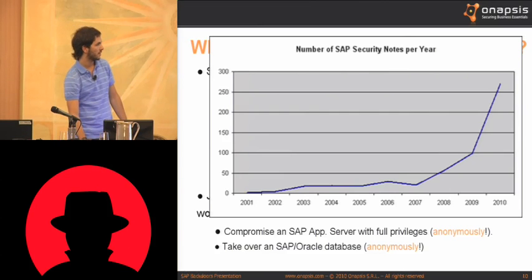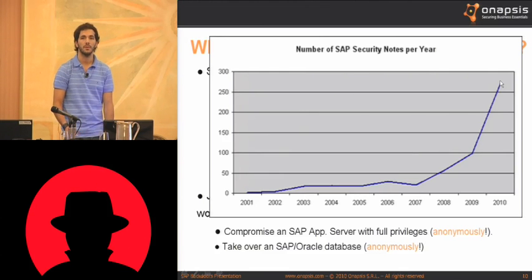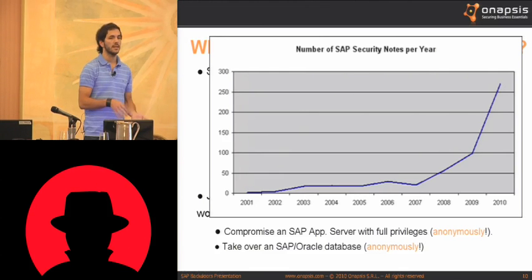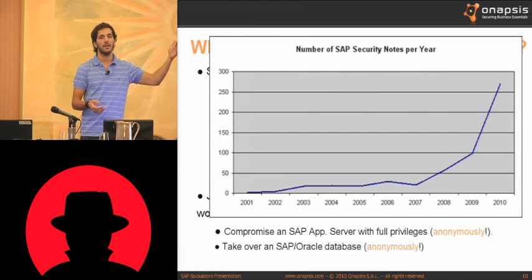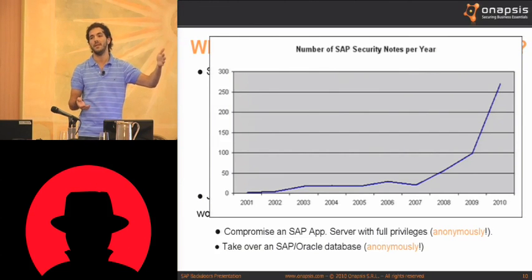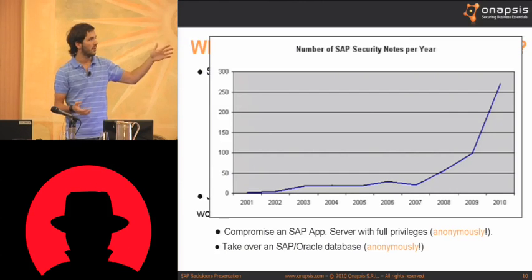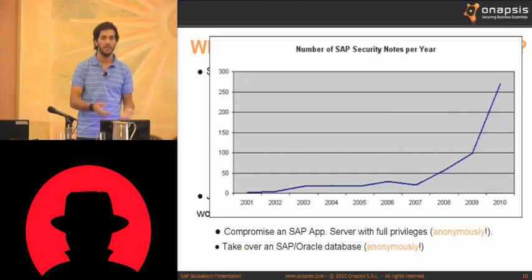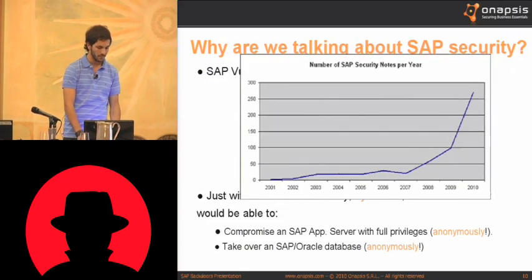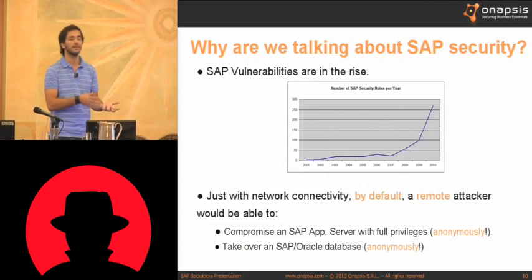We were talking about less than 50, I think 20-something in 2007, and we are probably going to end this year with more than 300 security notes per year. So it's really starting to grow, and of course, if there is a security note, it is fixing a security vulnerability. So the security vulnerabilities currently existing in SAP software are rapidly growing, and so are the involved risks.